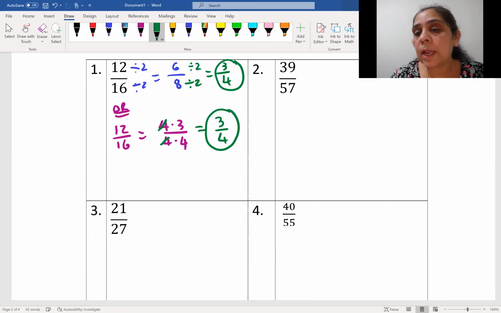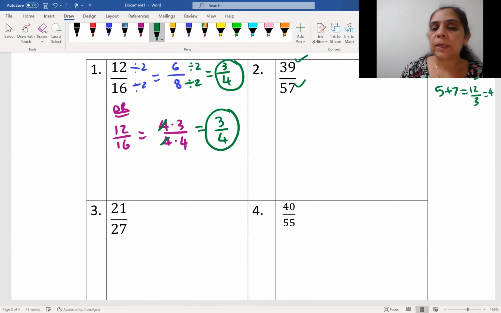3 plus 9 is 12, and 12 is divisible by 3, so you can divide by 3 here. Let's see the bottom. 5 plus 7 is 12, and 12 is divisible by 3. So yes, we can divide both of them by 3.